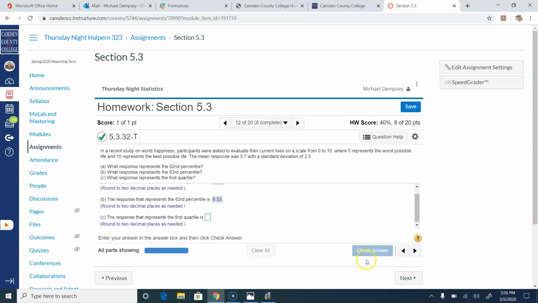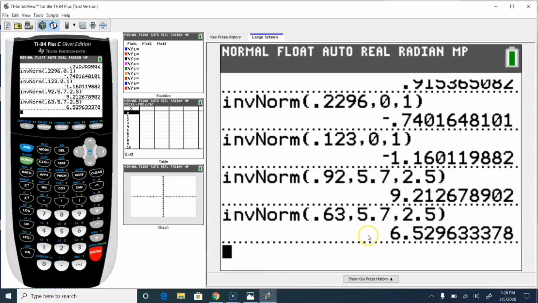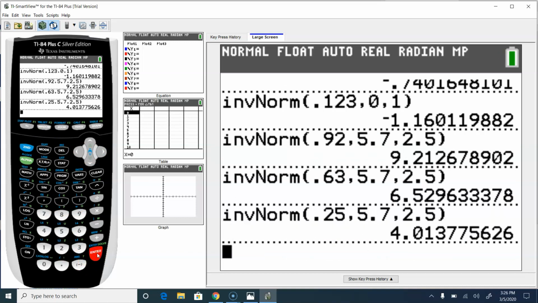Okay, and then finally the 25th percentile. Same thing, we'll second enter again. Just change that 0.63 to a 0.25. And we get 4.01.